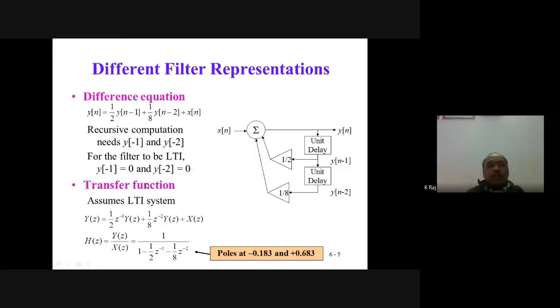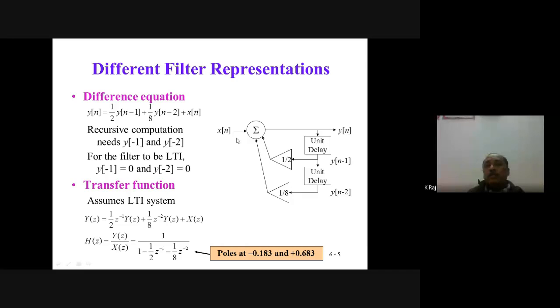Y(z). How will Y(z) be computed? Y(z) is the z-transform of this, and after computing Y(z), how can we calculate the transfer function? Again, it will be Y(z) upon X(z), and it is given by this. This means the poles are lying at -0.183 and 0.683 here.